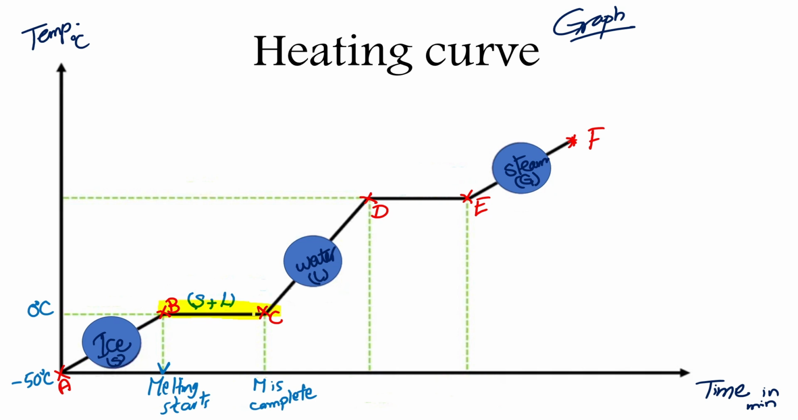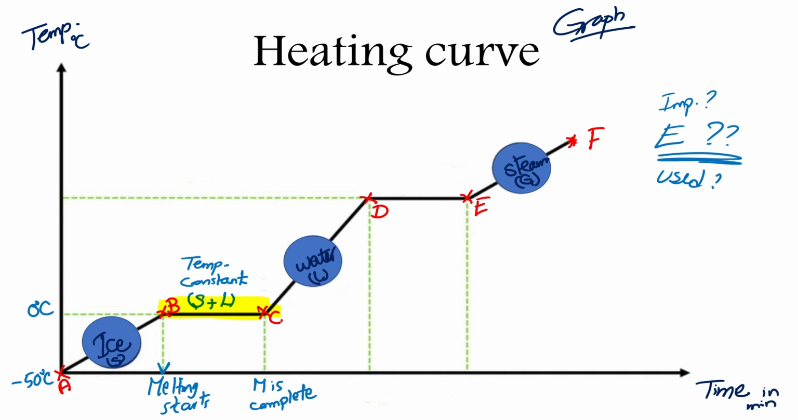From B to C, we have a plateau, or in other words, the curve flattens. What does this mean? This means that the temperature here is constant, even though heat energy is being put in. So an important question here: where does this energy go? This energy is used to overcome the forces of attraction between the particles.